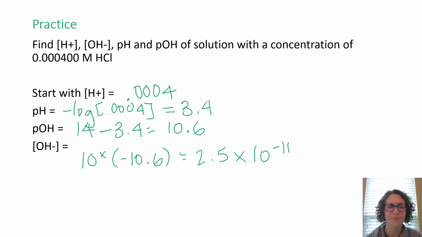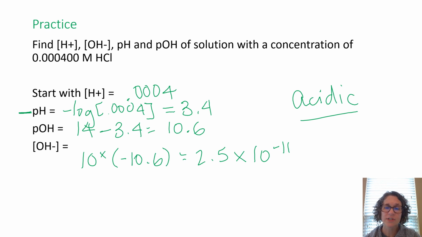Okay, so I didn't put it on here, but I will on the problem: is this solution acidic, basic, or neutral? Remember, to figure that out you're always going to look at pH. Your pH is 3.4, so it is on the lower end of the scale, which means that overall you have an acidic solution.